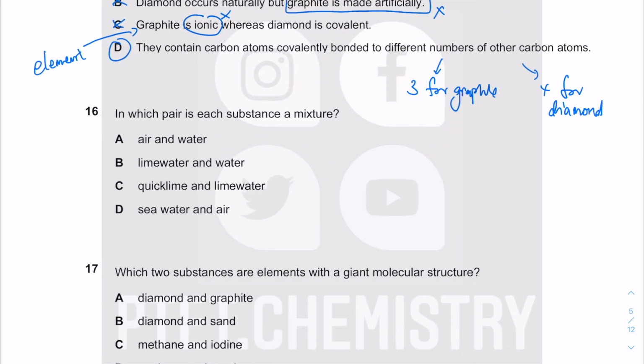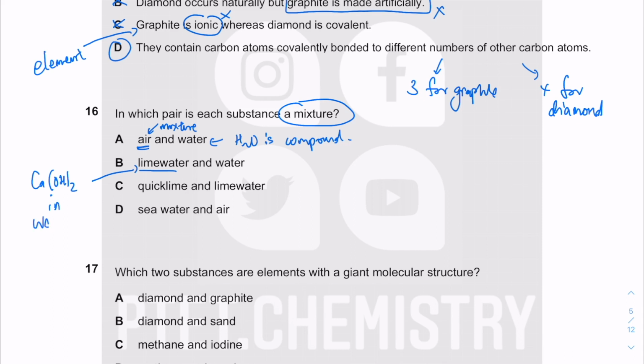Number 16, in which pair is each substance a mixture? Well, A is a mixture, but water is a compound, a pure substance, okay? You haven't really done lime water, but lime water is calcium hydroxide in water, whereas this one is also water. So calcium hydroxide in water is a mixture, a solution. Lime water solution is a mixture, okay. Water is H2O, a compound.